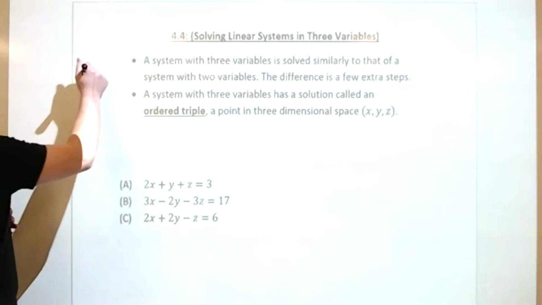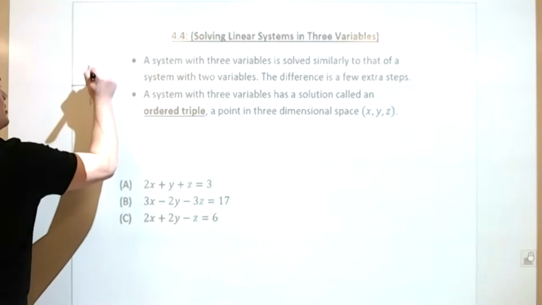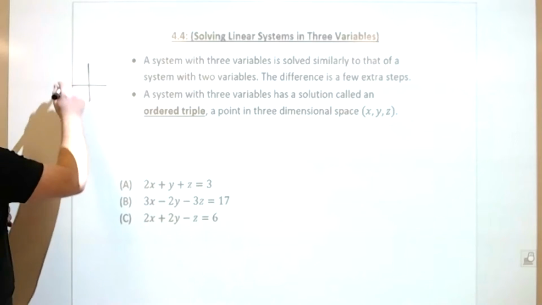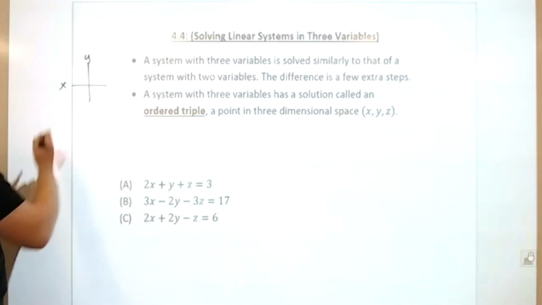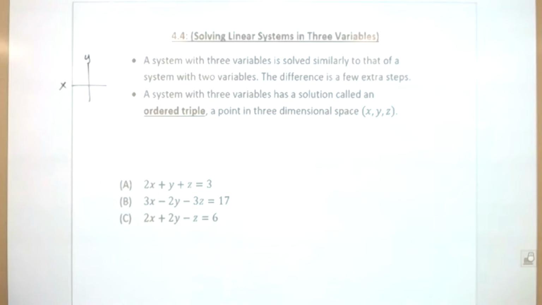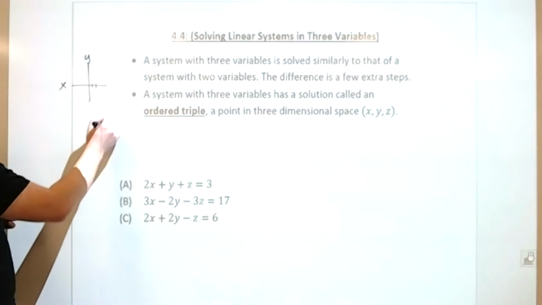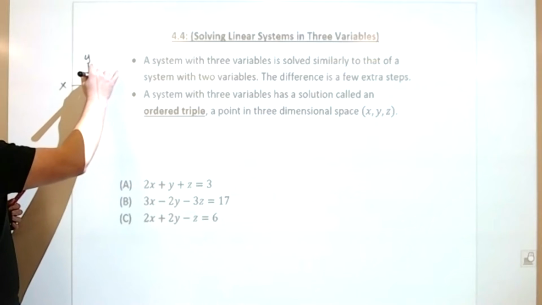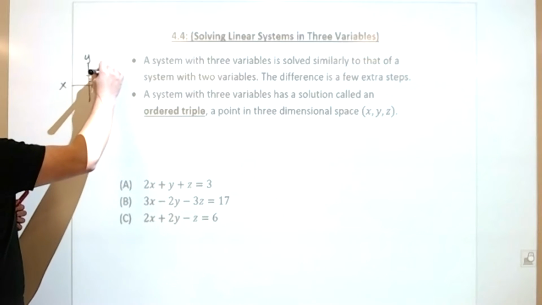If we graphed something, we're very familiar with graphing where this is the x-axis, this is the y-axis, and if I have a point on this graph that's at 2, 3, let's say, I'd go over 2 on the x, and I'd go up 3 on the y, and my point right there would be 2, 3.